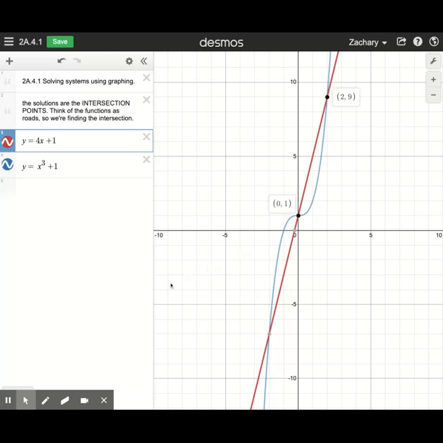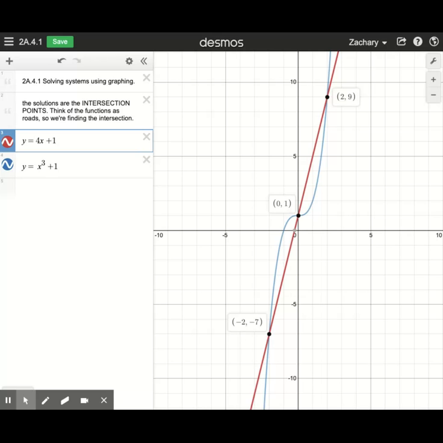Oh, Santana has it. Good. We had the 2, 9. We had the 0, 1. This is our last intersection point. That's our last solution. It's as easy as it goes. All you had to be told was where they overlap. Where they overlap is, oh, got it, Tavon. Yep, negatives. Where they overlap and intersect is the solutions.